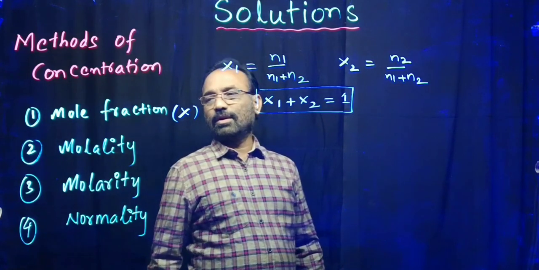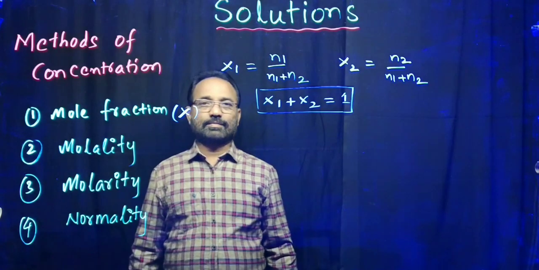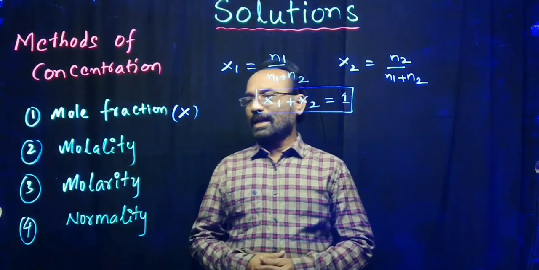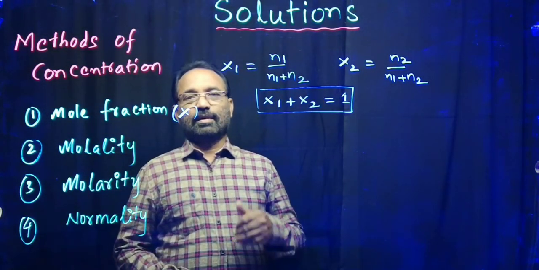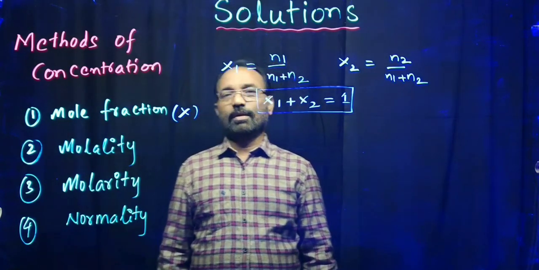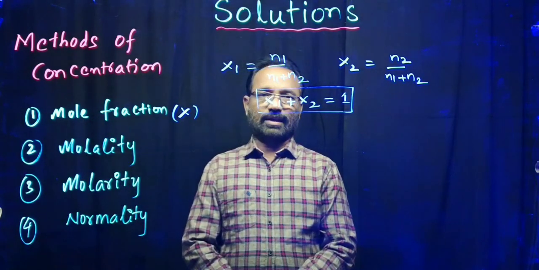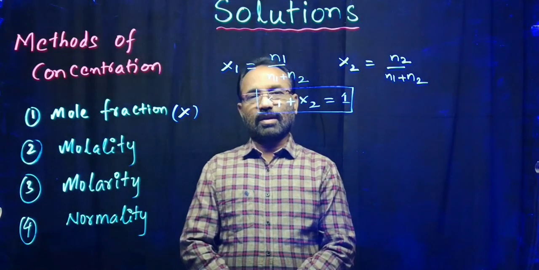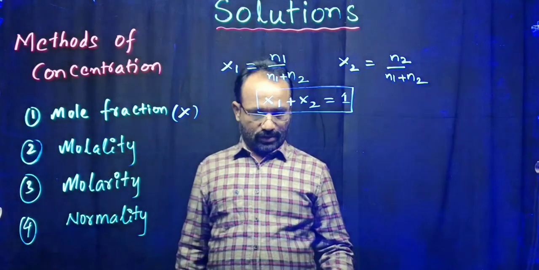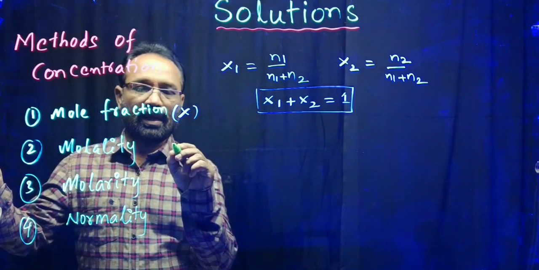So next we go for the molality. So what is the molality? In case of molality, the number of moles of a solute present in 1 kilogram of solvent is called as molality. The number of moles of a solute present in 1 kilogram of a solvent is called as molality. The molality is expressed by small m.